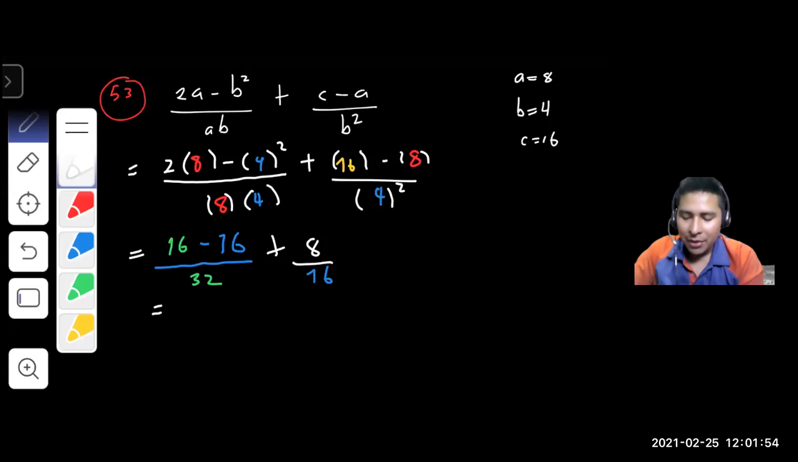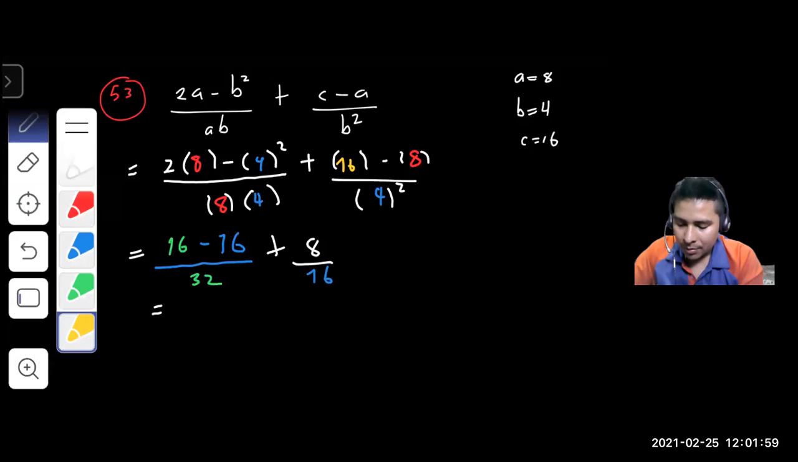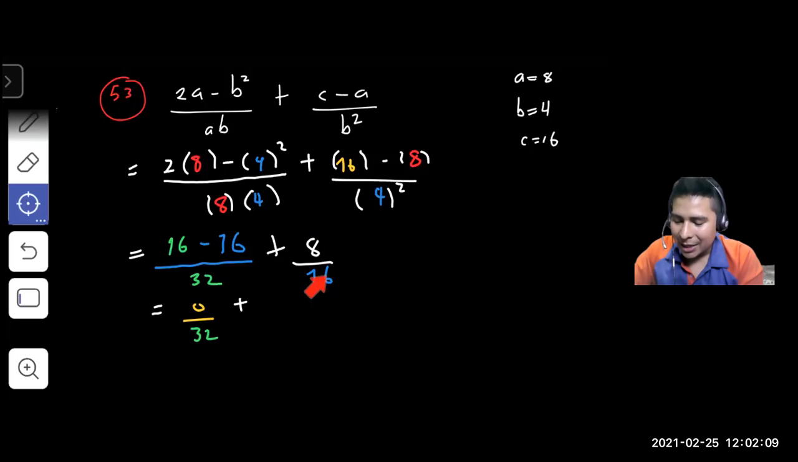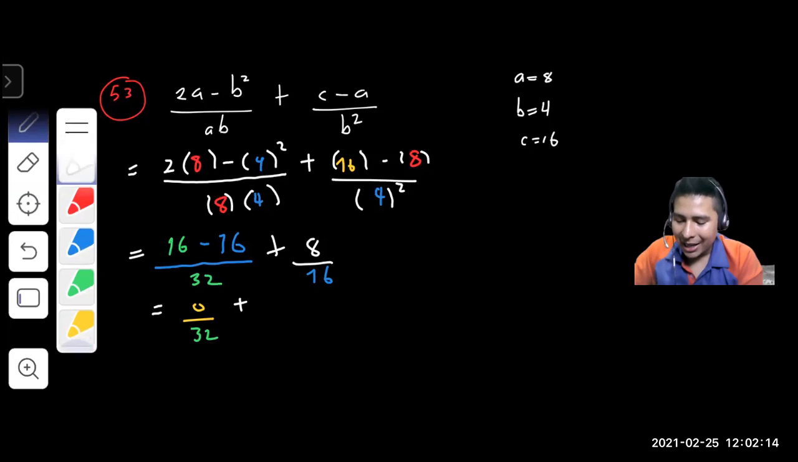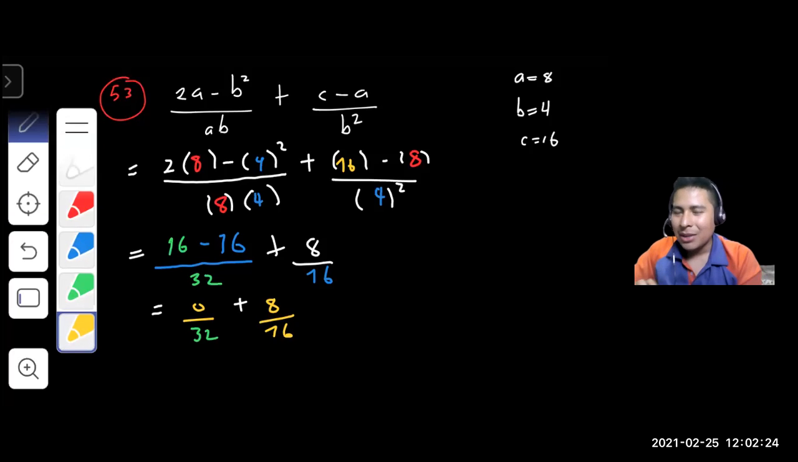What do we have here? 16 minus 16. What is that equal to? 0. 0 over 32, right? Yes. Plus 8 over 16. You can copy this exactly as it is, but you can simplify it. Okay, let's copy it like it is. I don't want to confuse you. 8 over 16. Guys, 0 divided by 32, what is that equal to? Nothing divided by 32. 0.